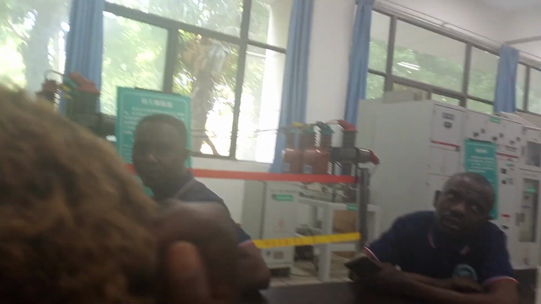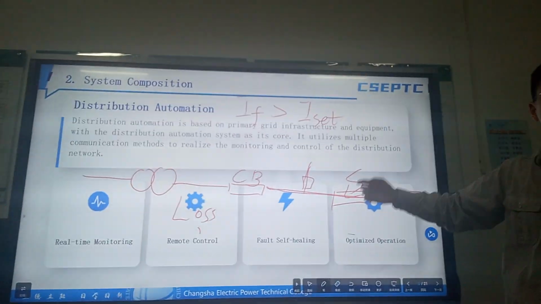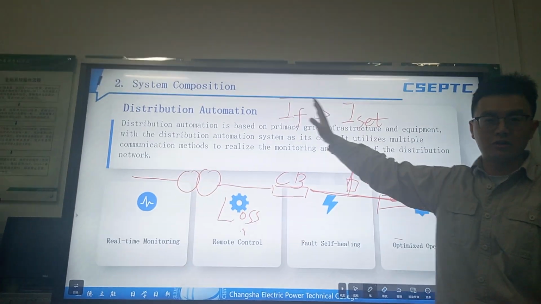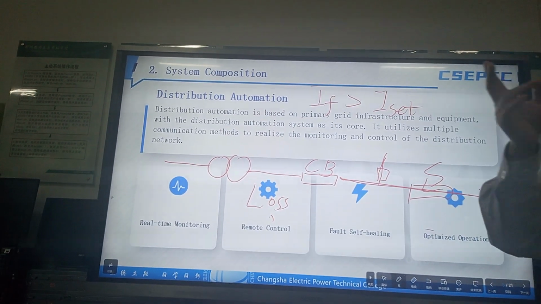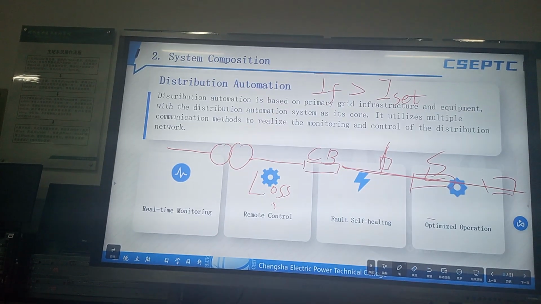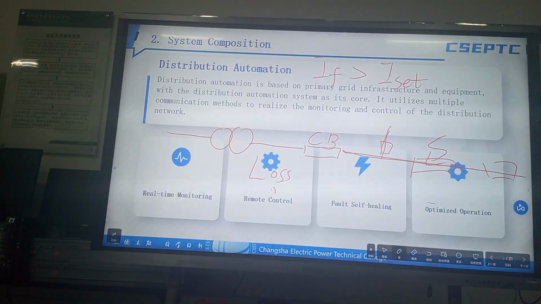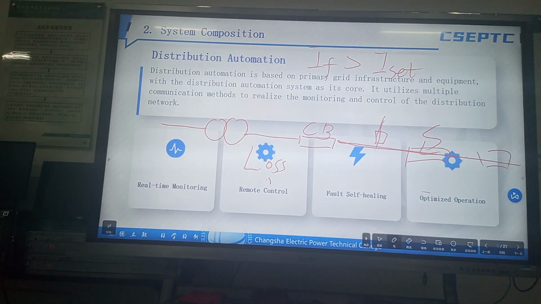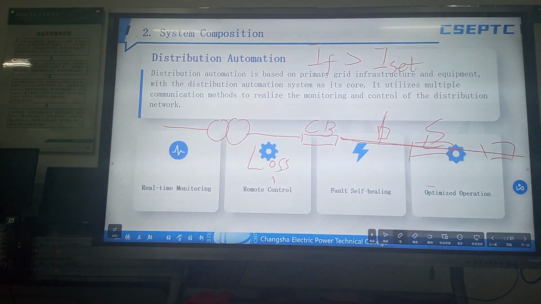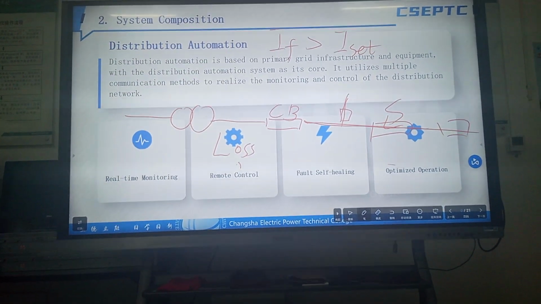Usually we have this equation, right? The setting current. We compare the fault current with the setting current. If the fault current is larger than the setting current, then it breaks off. This is the equation. But in engineering, we have to compare it in the digital way, right? In the digital way.